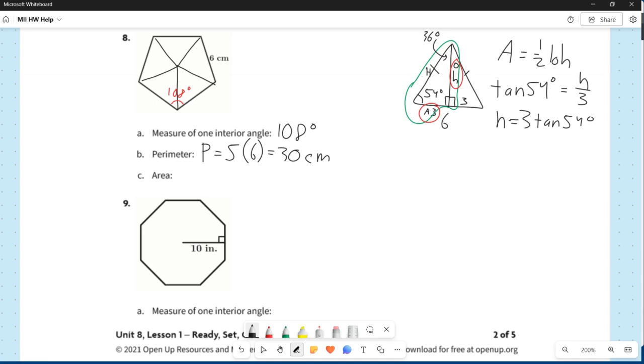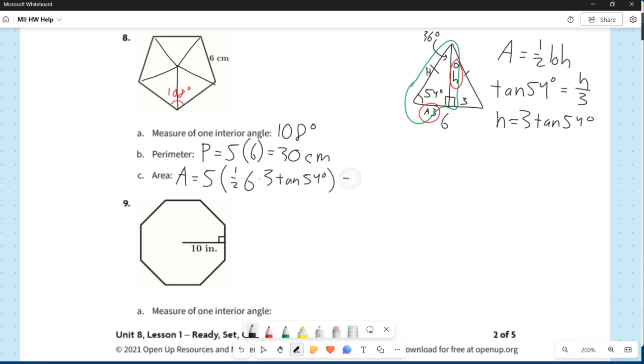So now getting back to answering our original question, the area of the regular polygon. We know it's going to be 5 congruent triangles. So we're going to take the area of the triangle multiplied by 5. So it's 5 times, well, the area of a triangle is 1/2 times the base of the triangle, which is the same thing as the original side length, which is 6. And our height of the triangle is 3 tangent of 54.